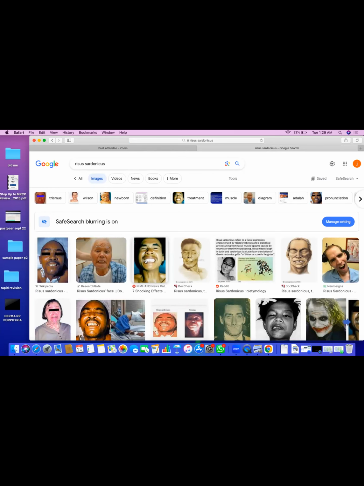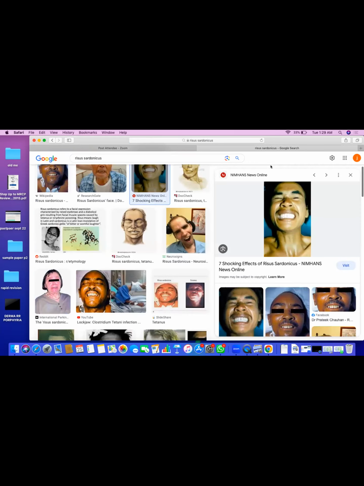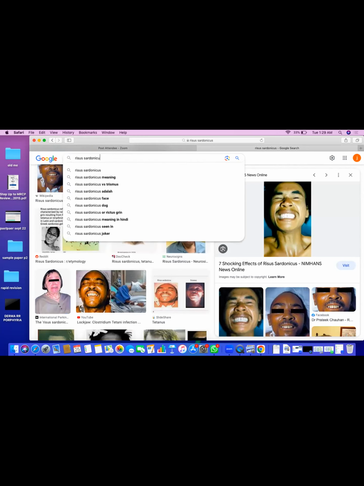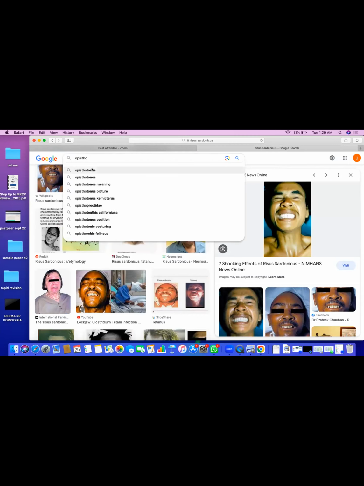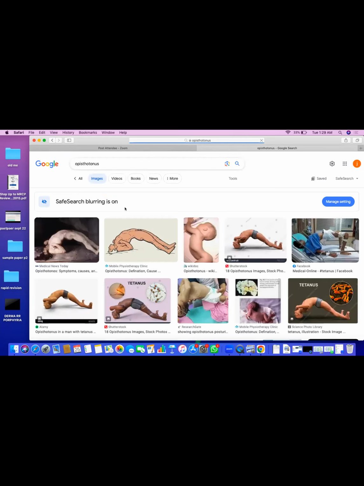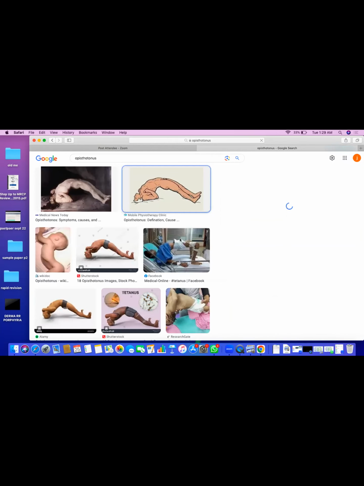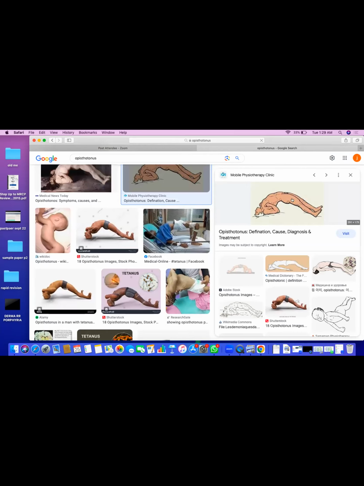Spasm, facial muscle spasm. If it looks like that, this is your risus sardonicus. This is one of the features of tetanus. Another is opisthotonus. This one, arched back. You see, the patient is arched backward. So this position is known as opisthotonus. These are the positions.